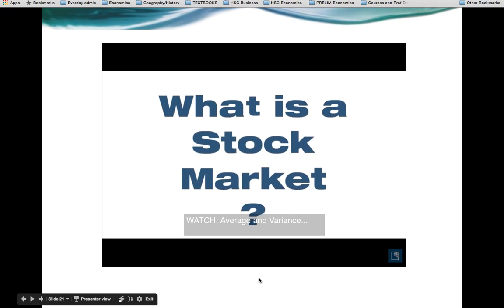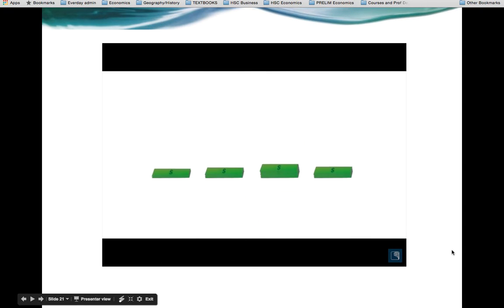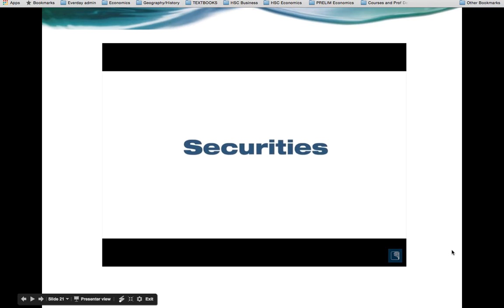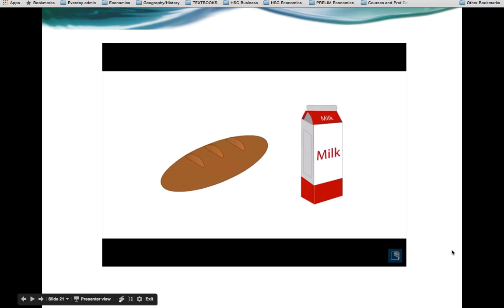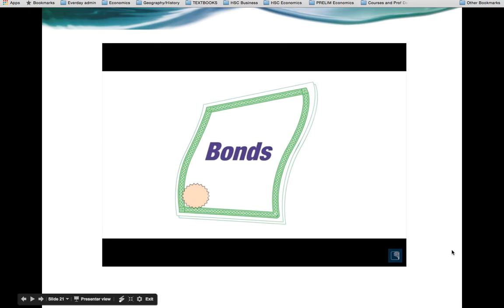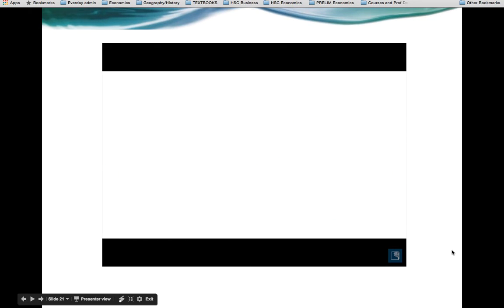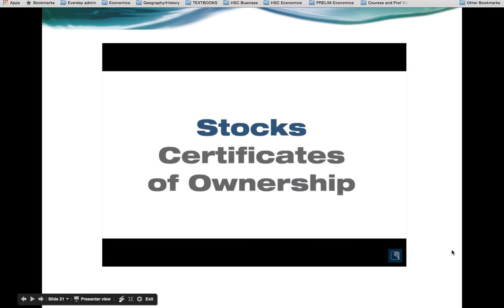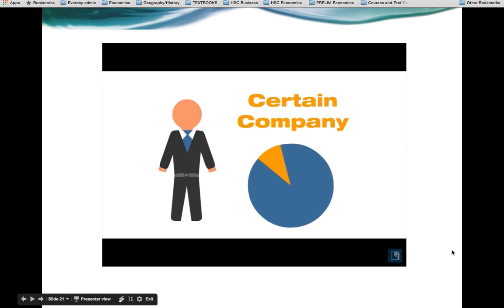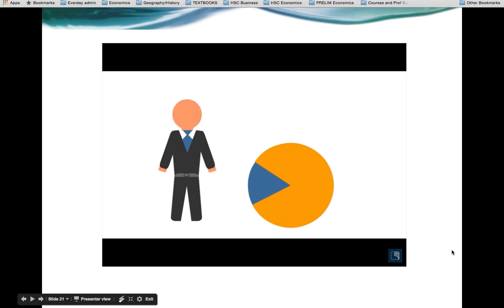What is the stock market? The stock market is a place where securities are bought and sold, just as food is bought and sold at a grocery store. Securities. Instead of bread and milk, traders in the stock market trade securities, most commonly stocks, bonds, warrants, and options. Stocks, certificates of ownership. Stocks show that their holder owns part of a certain company. The stockholder who owns a majority of a company's stocks can claim to own that company.